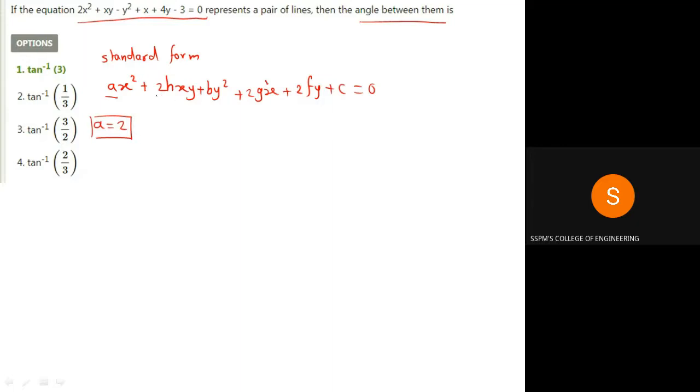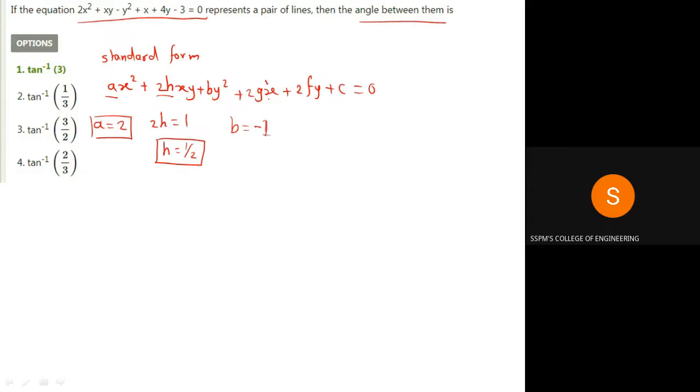Now similarly, 2h is equal to the coefficient of xy, which is 1. That means 2h is equal to 1, so h is equal to 1 by 2, h is equal to half. Similarly, we can write b. Coefficient of y square is minus 1. So b is equal to minus 1.